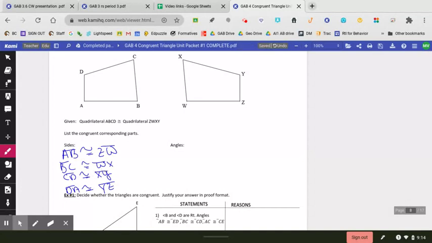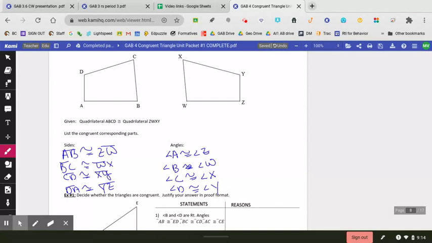Our corresponding angles would be that angle A is corresponding to angle Z, angle B is corresponding with angle W, angle C is corresponding with angle X, and angle D is corresponding with angle Y.